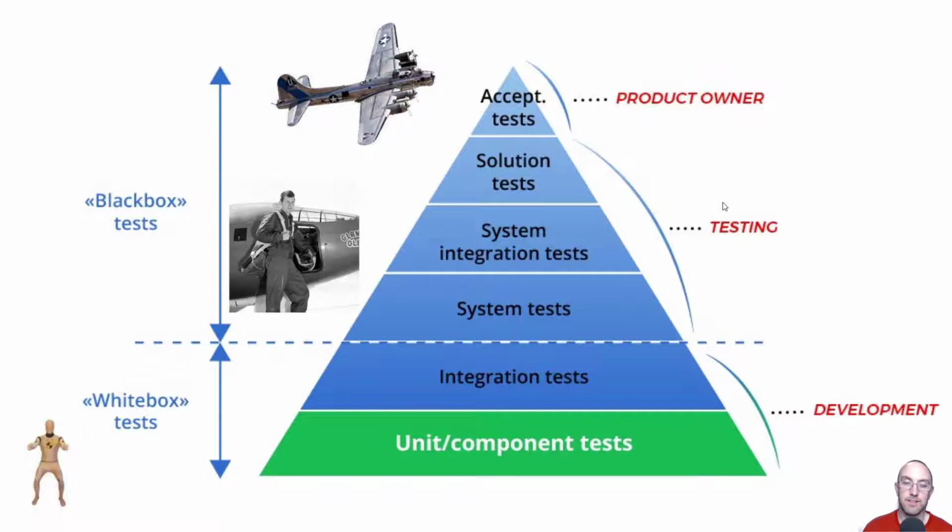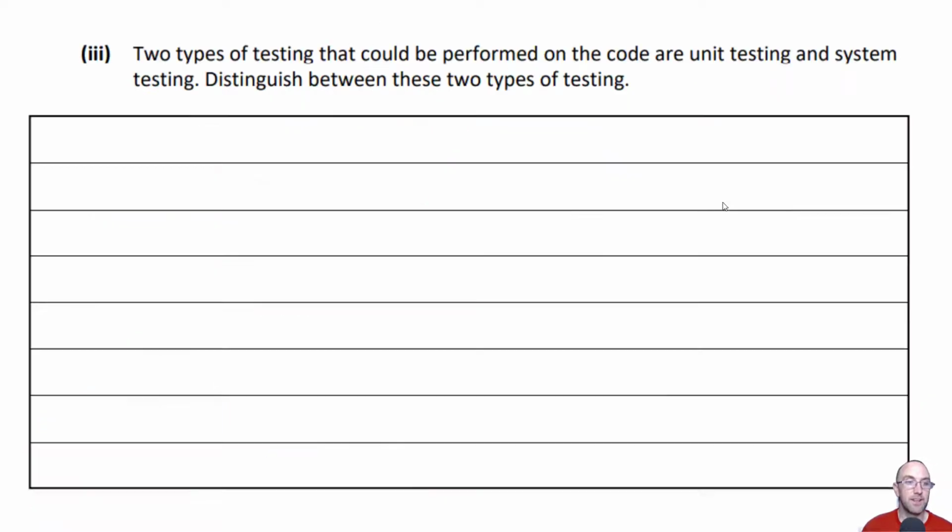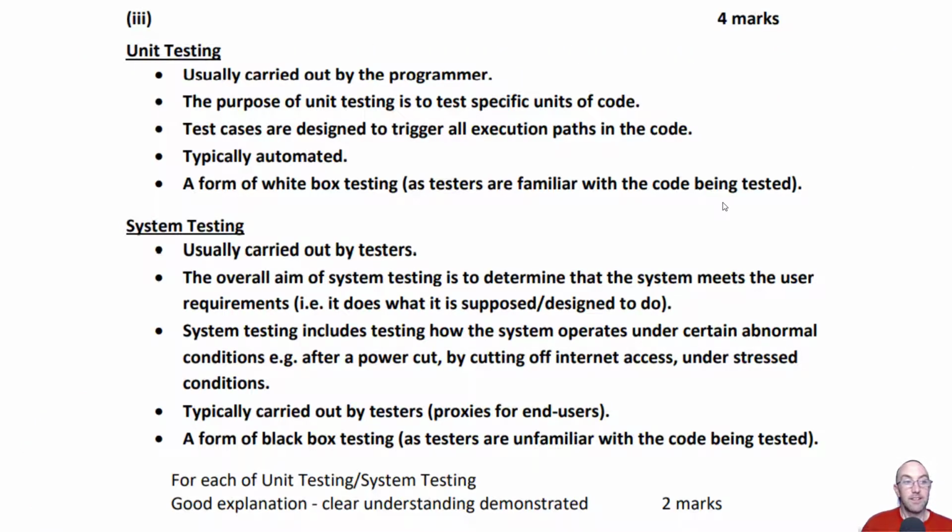it's super tested. And they tend to be black box, meaning your customer and even the test pilot, to be honest, has no idea how your code works. So that's it. Well, what's the marking scheme here say? It says unit testing, carried out per programmer, purpose is for specific lines of code. Yes. Test cases trigger all execution paths in the code, so you're testing all the things.